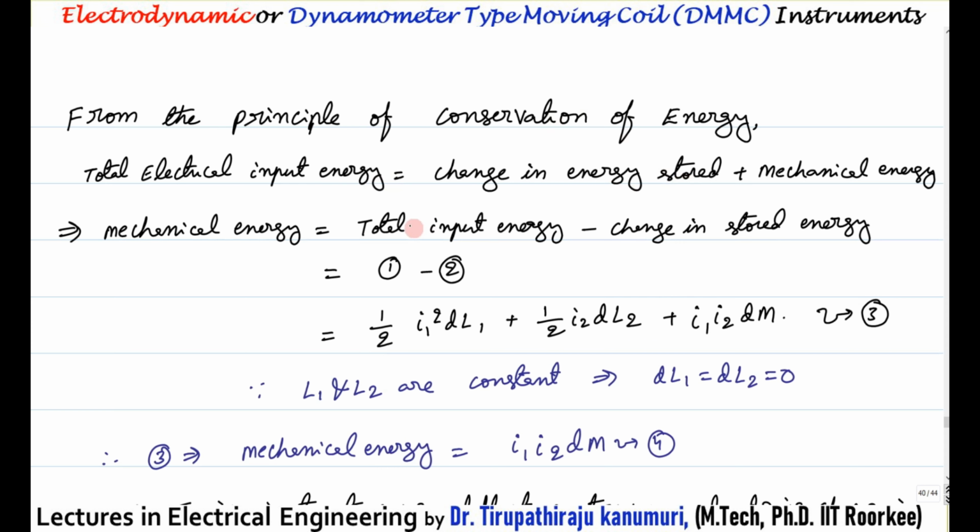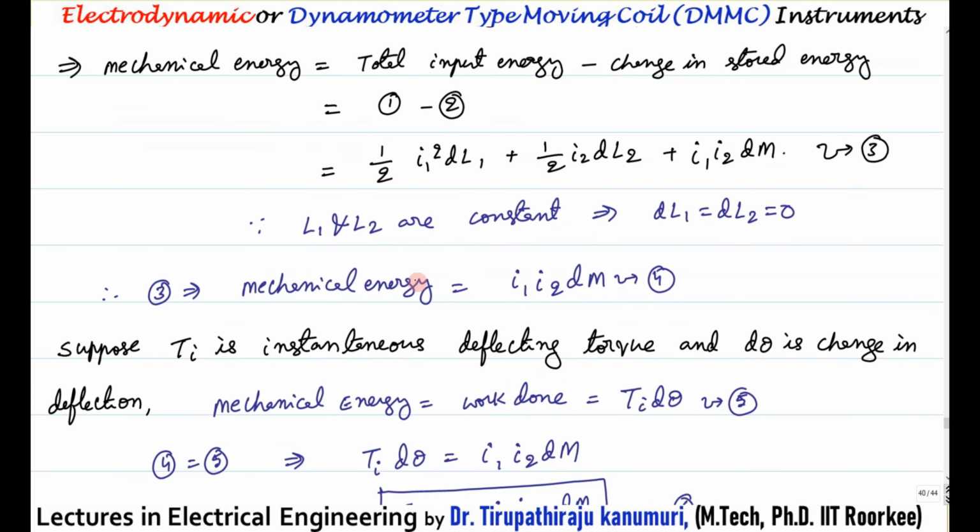So what I am doing is taking the difference of those above two equations, that is equation number 1 minus equation number 2. That gives my total mechanical energy that is produced. So that will be equal to half times I1 square dL1 plus half times I2 square dL2 plus I1 into I2 into dm. So this is what we get.